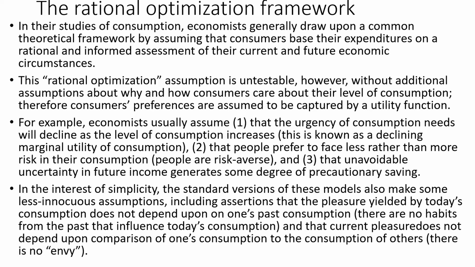So here the first assumption is that the urgency of consumption needs will decline as the level of consumption increases, and this is known as the declining marginal utility of consumption. And also it is assumed that people prefer to face less rather than more risk in their consumption. That means that they are risk averse. And the next assumption is that unavoidable uncertainty in future income generates some degree of precautionary saving.